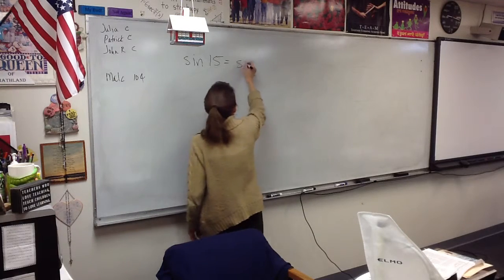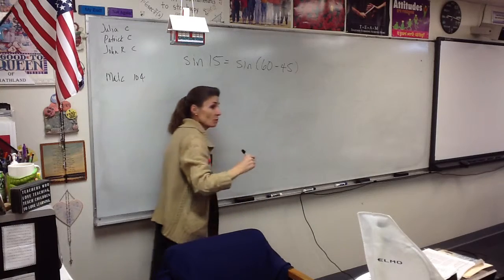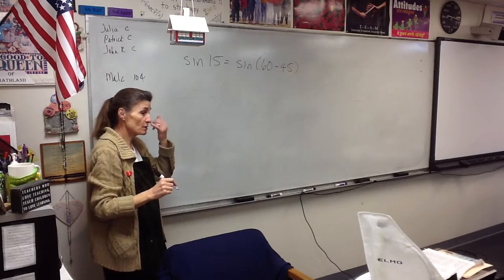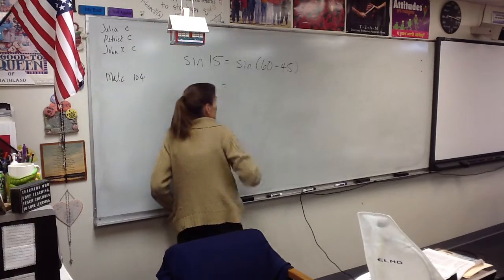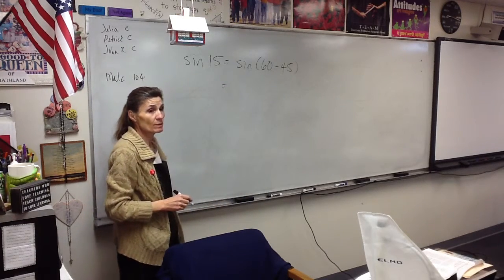60 minus 45 would definitely be an option. It's not the only option, is it? But it's a fine option. And what's our formula say for the sine of 60 minus 45? Let's do it without our purple sheets now. We need to know this.